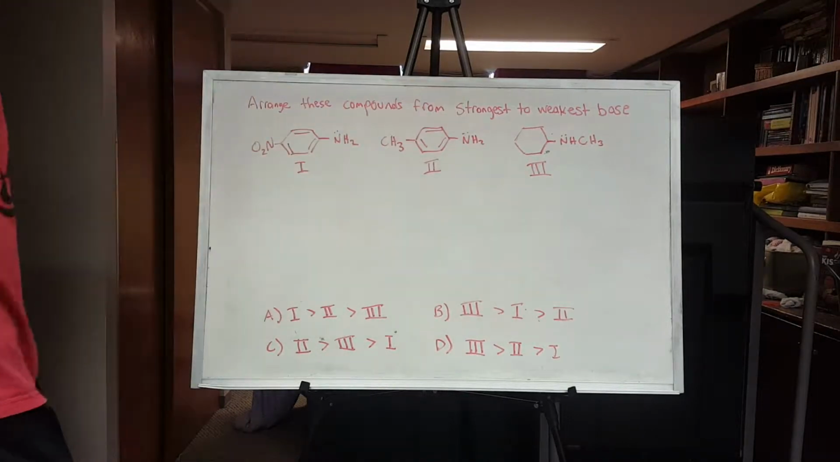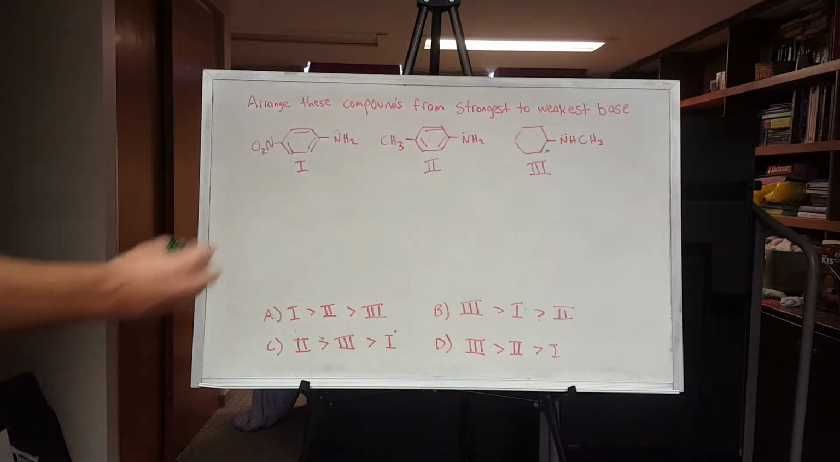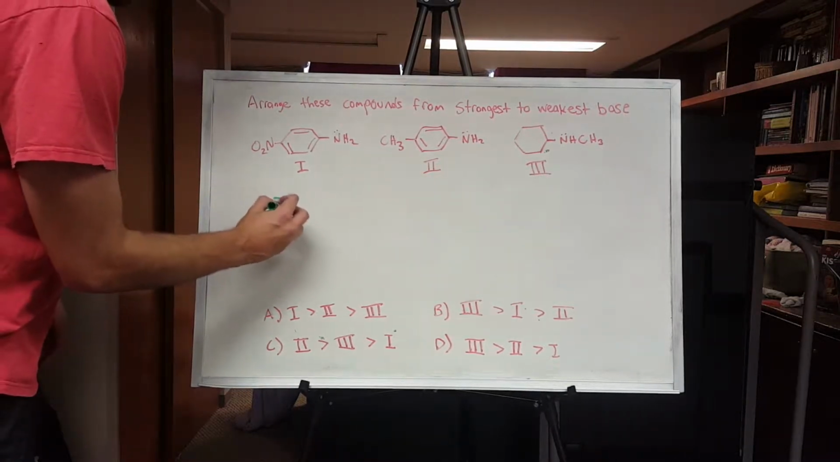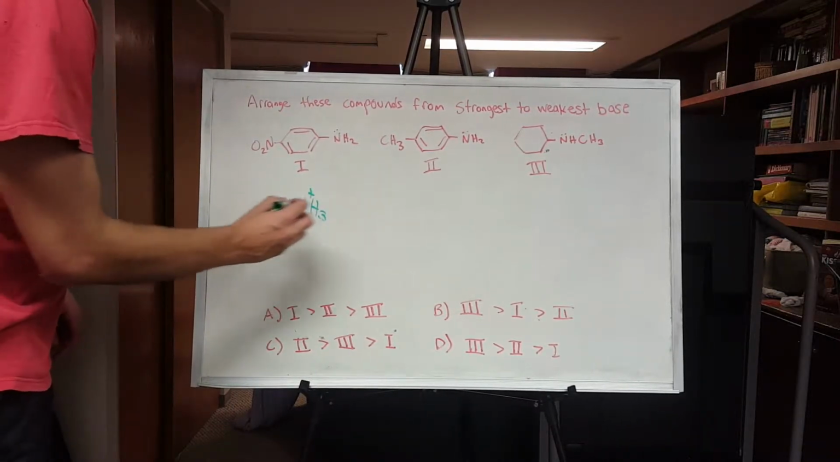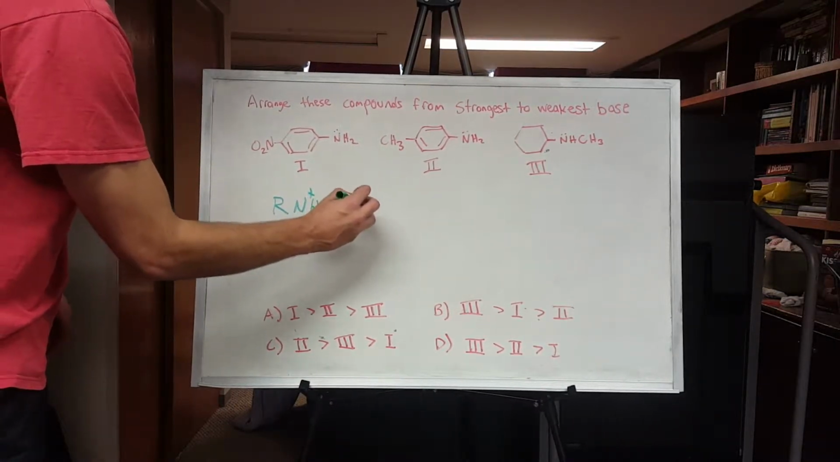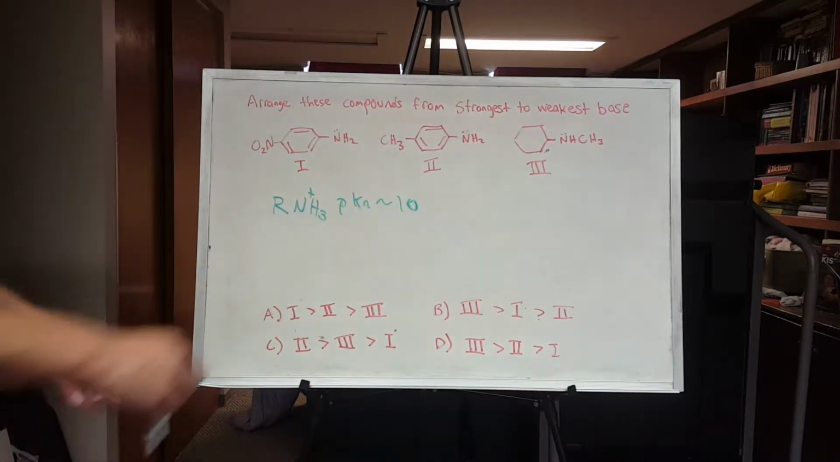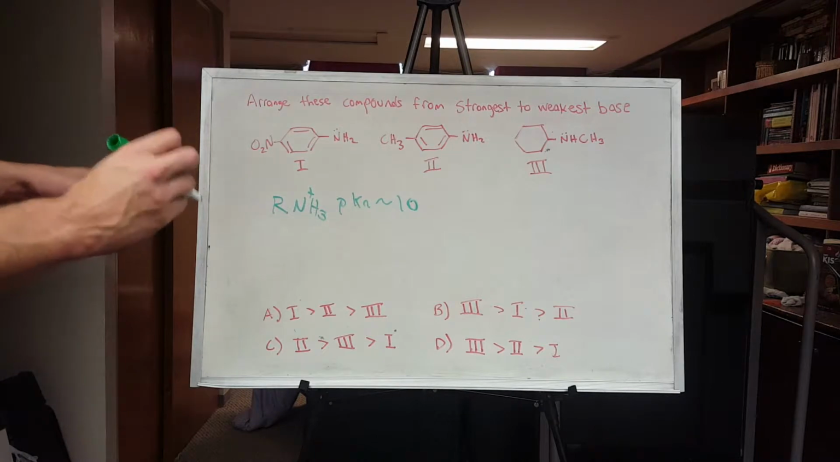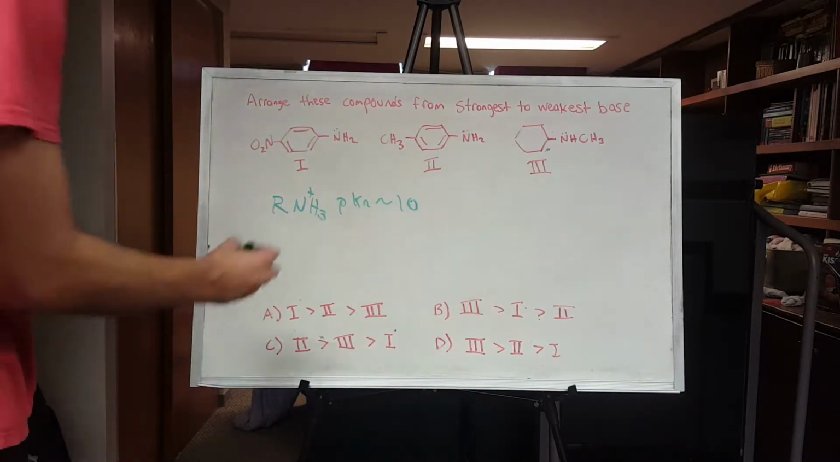Okay, arrange these compounds from strongest to weakest base. So first, what we want to look for, we should know some pKa's, right? The pKa of a protonated amine is approximately 10. And so that pKa table, when you add these substituents on a benzene, right?